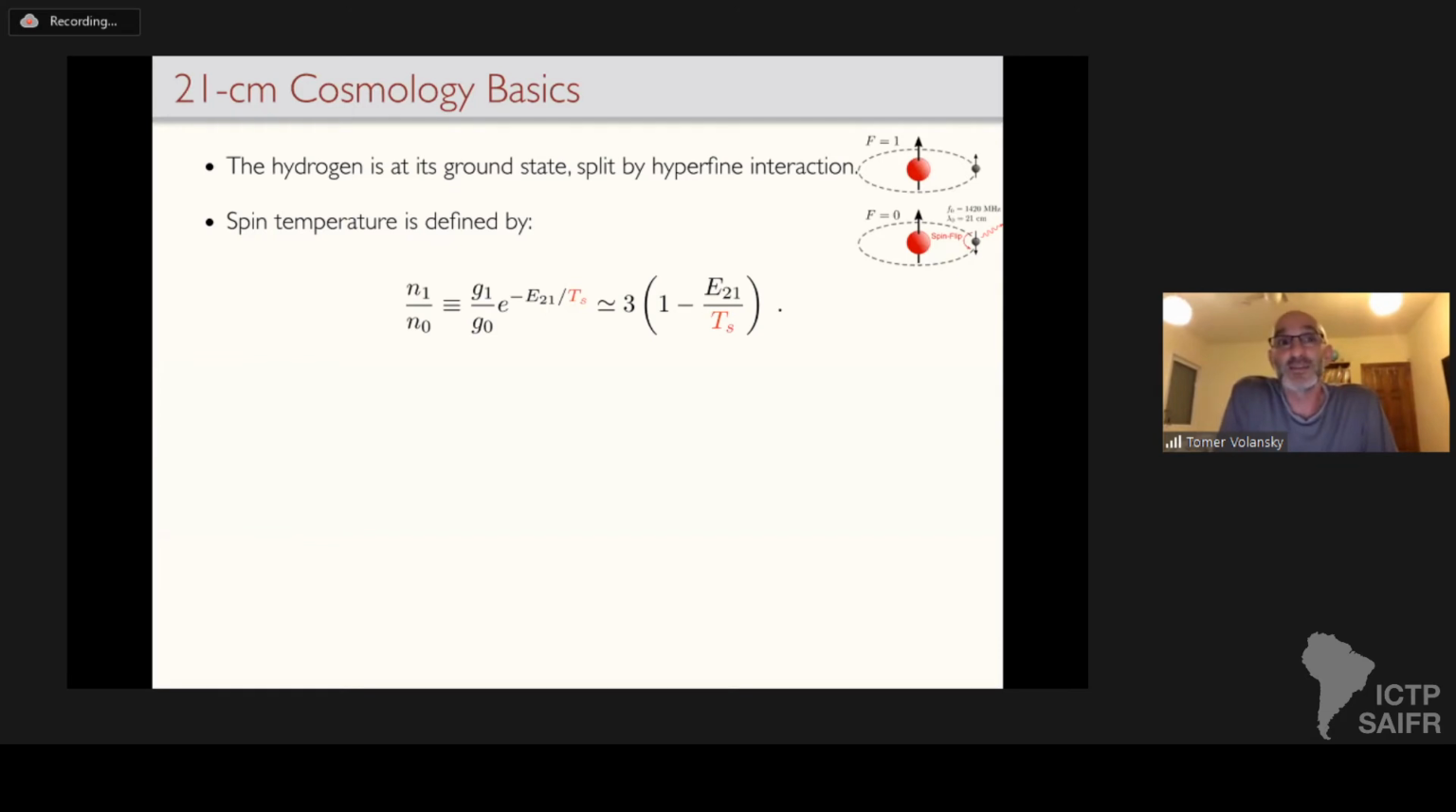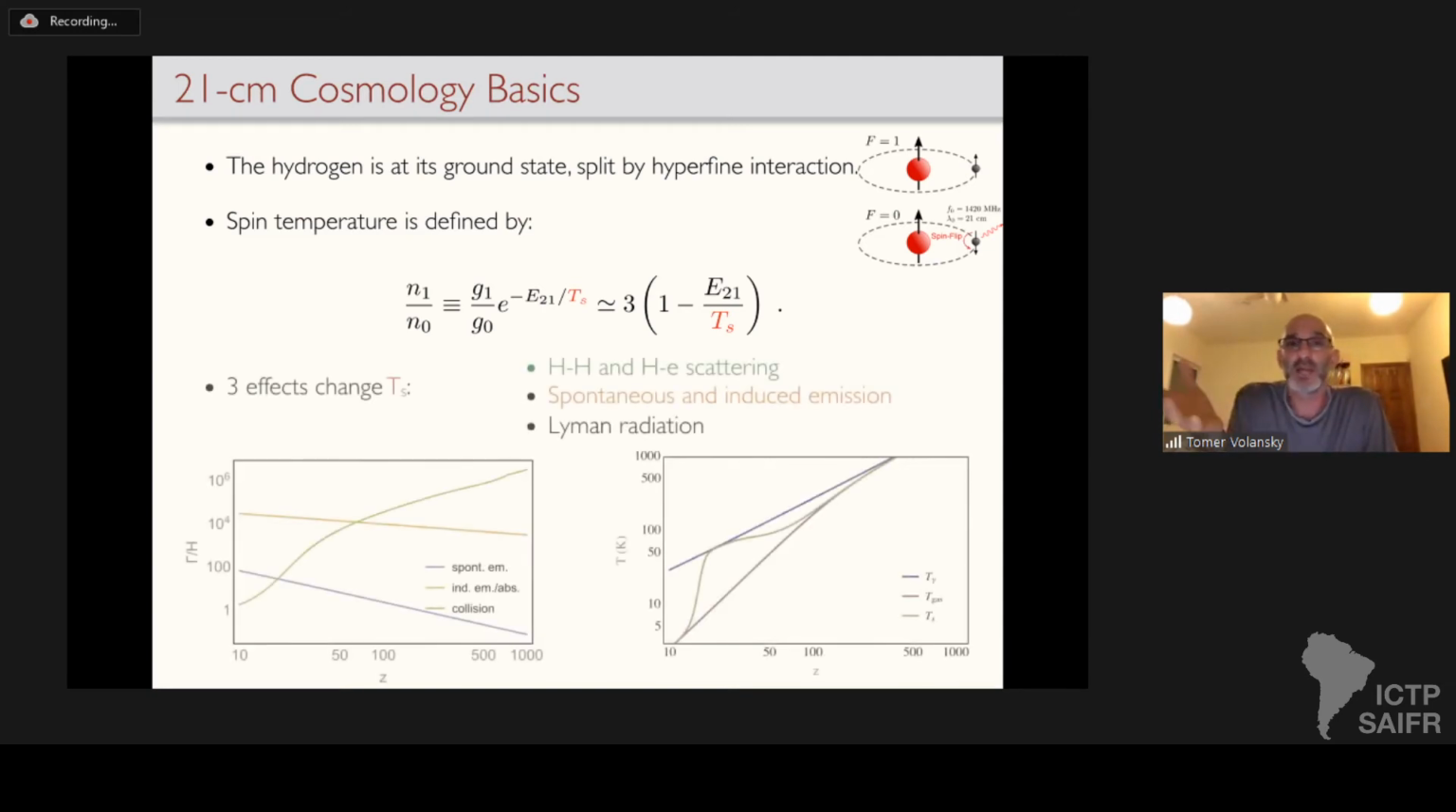Now, people define the spin temperature, which is the ratio of excited versus ground state of this hyperfine splitting. And there are basically three types of processes that can affect the spin temperature. There's the hydrogen-hydrogen and hydrogen-electron scattering. And what that causes is the hydrogen gas to be coupled to the spin. Okay, so the spin temperature is roughly that of the hydrogen, of the baryons.